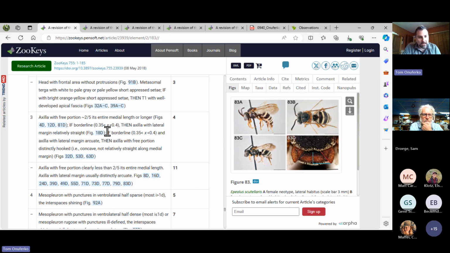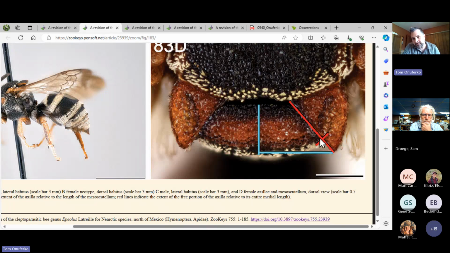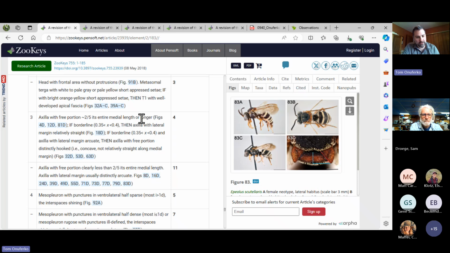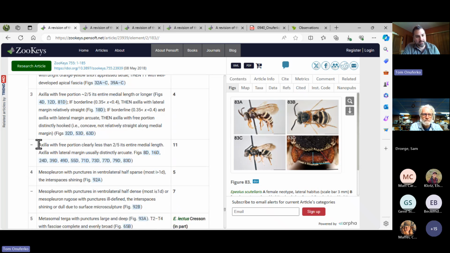Now, if you're still confused, then you can also look at the inner margin and see if there's a distinct hook. Is the free portion distinctly concave along the inner margin? Here it's relatively straight throughout, so it doesn't match the features in the first half of the couplet. In this case, we can see that it's clearly shorter than it was described in the first half, and that the latter margin is distinctly convex. So we proceed to the next one.